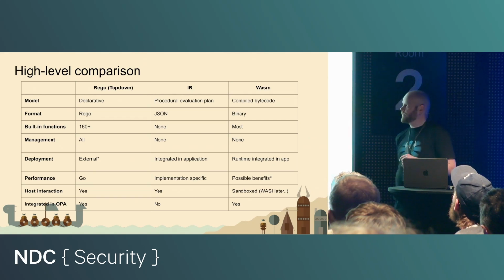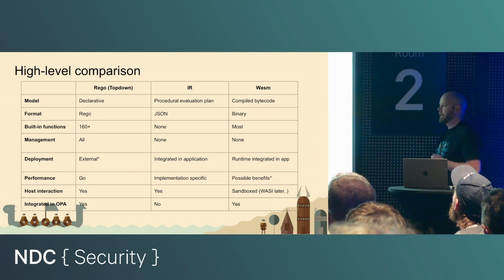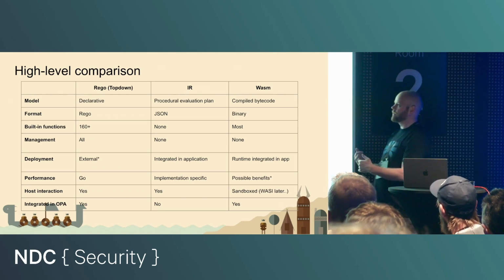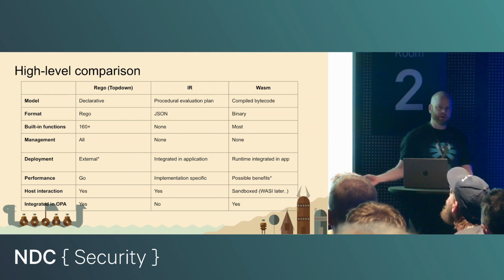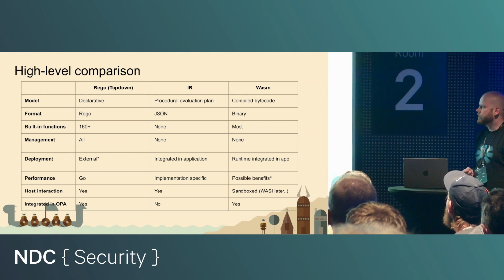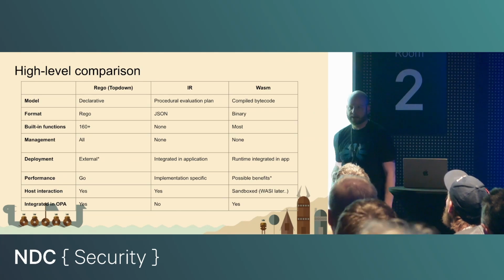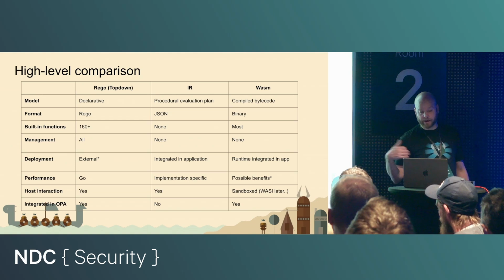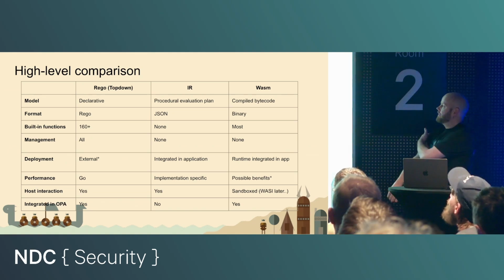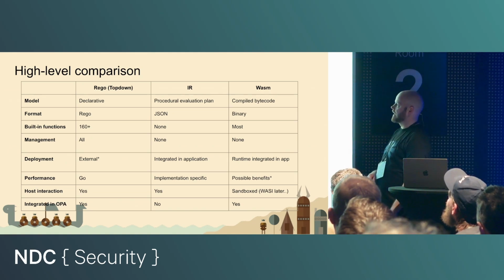So management features, there's a whole bunch of those in OPA as well. Like, how do we pull down bundles of code and policy from remote endpoints? Where do we send decision logs and so on? OPA has a whole bunch of nice features for managing that at scale. If you're running the IR or the WASM version, you have nothing. Again, you need to build that yourself.